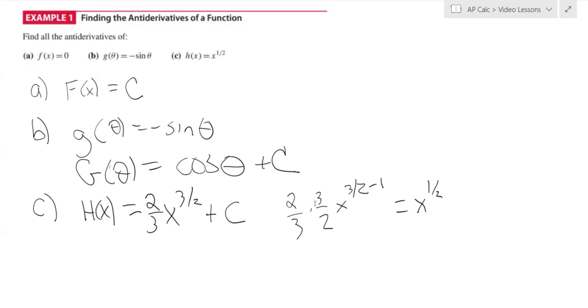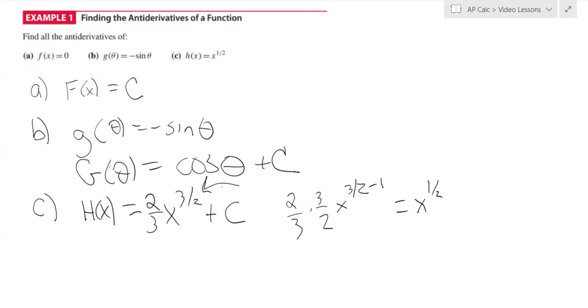Differentiation is going to reduce the exponent by 1. Well, when you anti-differentiate, it inverses the process. So that would suggest if we reverse that process, we're going to increase the exponent by 1. That's how we get the exponent to be 3 halves, because 1 half plus 1 is 3 halves.